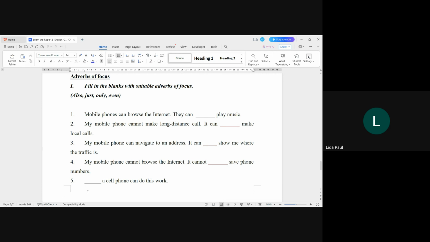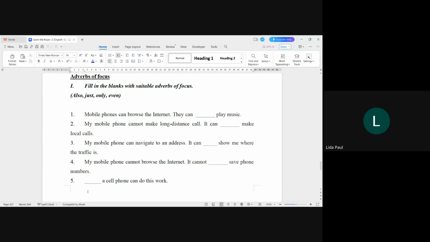Mobile phones can browse the internet. They can dash play music. Also. What could be the answer? Okay, so the answer would be also. They can also play music, right?